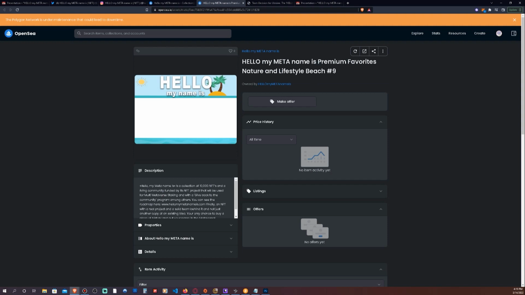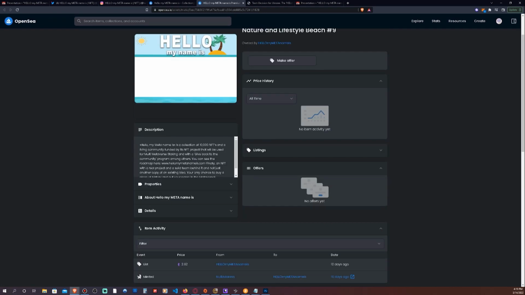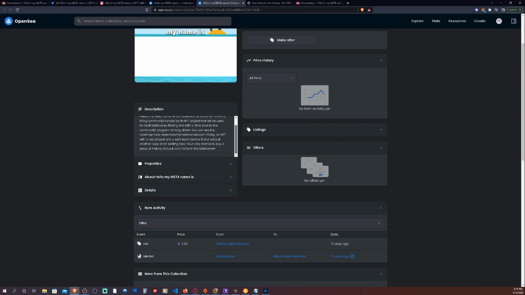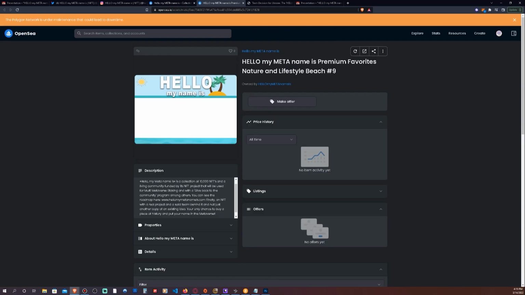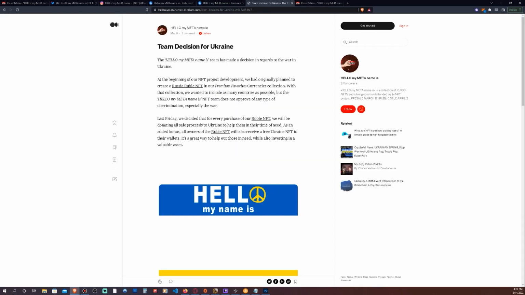And here it is. It finally came up. I had to open it up on a different page. All right. So this is, I like this one. It's the island field. This would be nice in my wallet, guys. So if someone wants to airdrop me a Hello My Meta Name Is, I'll be all for it. All right. So you guys are going to have a chance to put your name in history. And like I said, when you go to sell it, you'll be able to give that to someone and add their name to it instead.